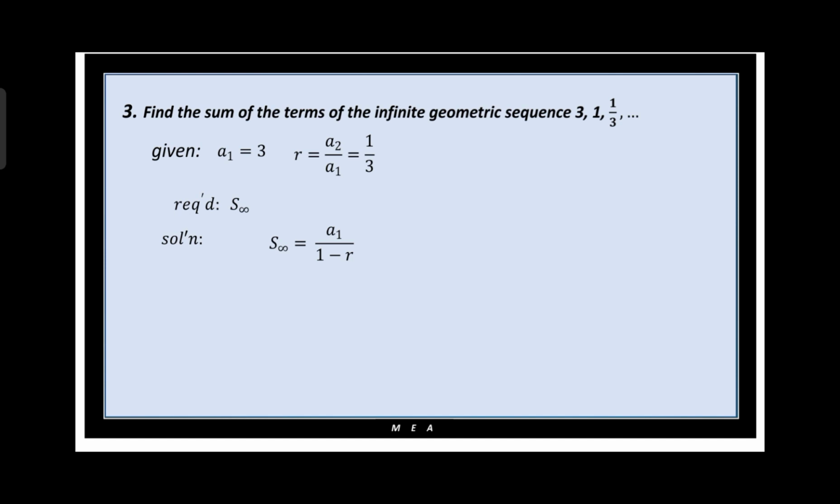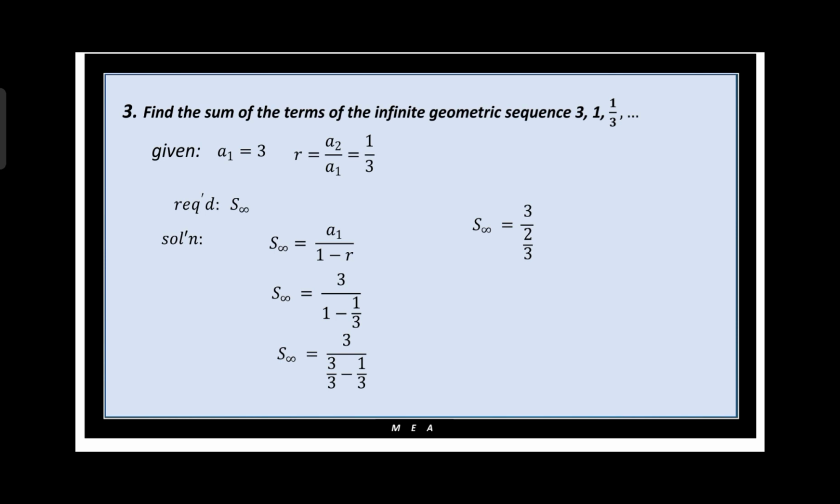We have now S infinity is equal to 3. Yung a sub 1 natin ay 3. And then, over 1 minus 1/3. Yung 1 is the same as 3 over 3. So, we can rewrite that as S infinity equals to 3 over 3 minus 1/3. Okay, so we can subtract it now kasi similar fraction na siya. S infinity now is equal to 3 over 2/3.